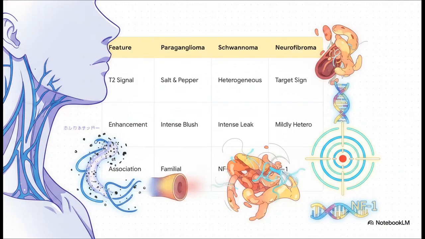The differential here is pretty classic. It's really dominated by these big 3 tumors. You've got paragangliomas, which are super vascular and give you that classic salt and pepper look on MRI from all those little flow voids. Then you have schwannomas, which are often more heterogeneous. And finally, neurofibromas, which can have that beautiful target sign on T2 and are really strongly associated with NF1.